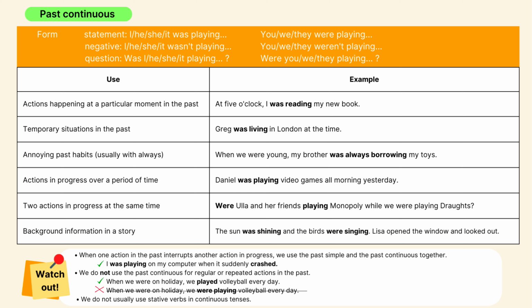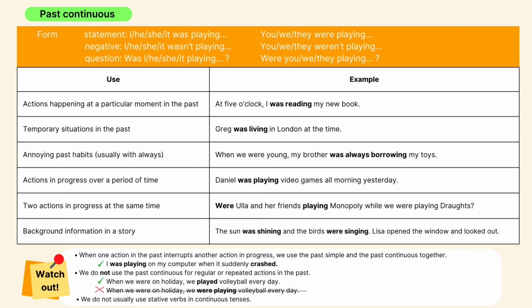Use. Actions happening at a particular moment in the past. Example: At 5 o'clock, I was reading my new book. Temporary situations in the past. Greg was living in London at the time. Annoying past habits, usually with always. Example: When we were young, my brother was always borrowing my toys.